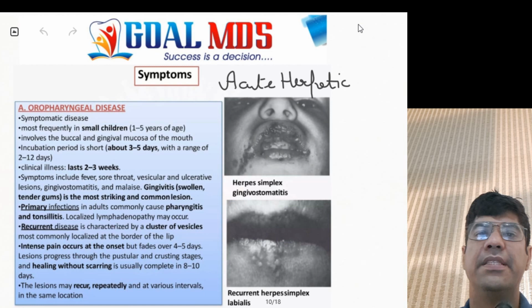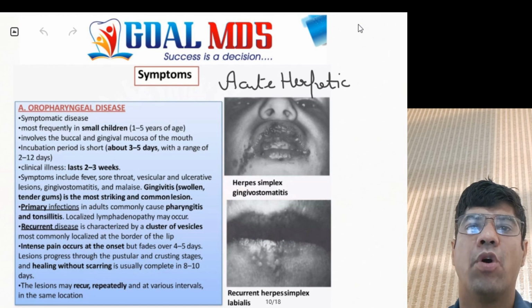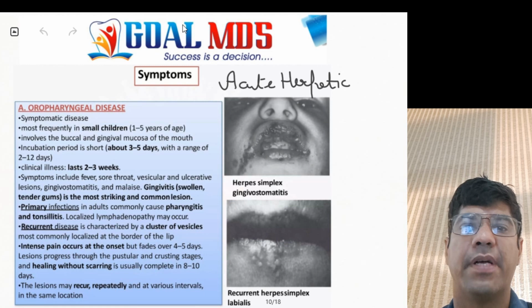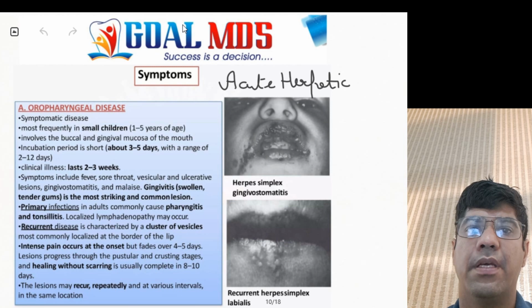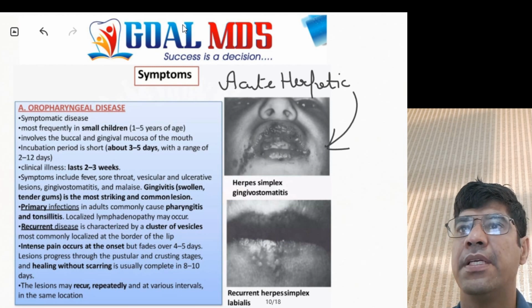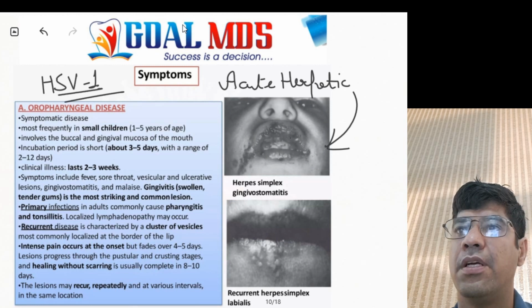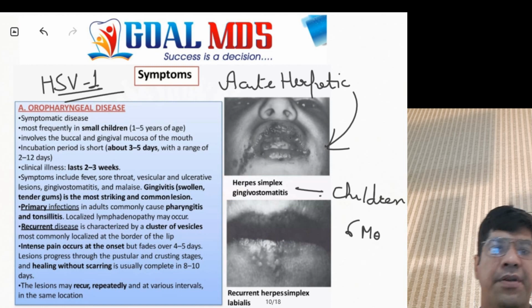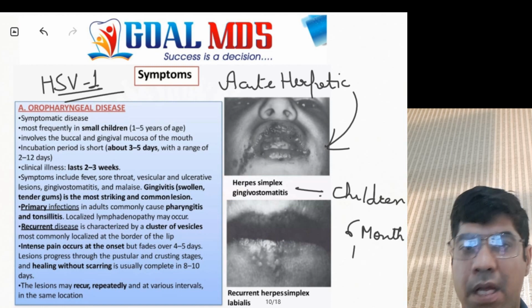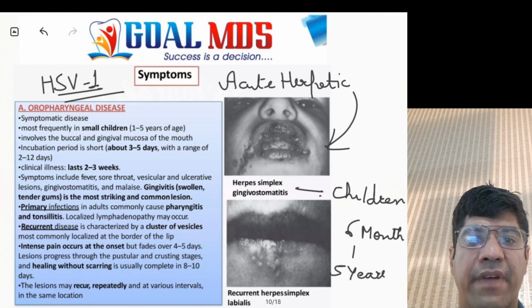Acute herpetic gingivostomatitis is the most common form of primary herpes simplex virus infection, caused by herpes simplex virus type 1. So remember, it occurs in children aged 6 months to 5 years. That is very important from your exam point of view. It occurs in children aged 6 months to 5 years, peaking at the second to third year of age.